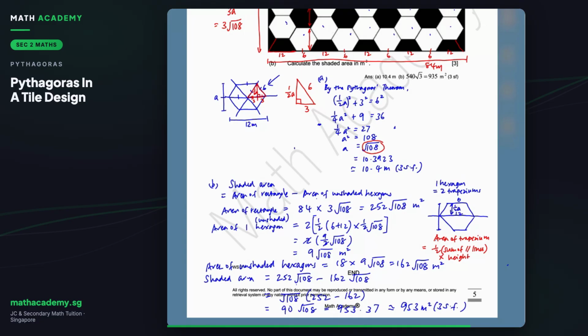Okay, and I would also like to show you how you can simplify this square root number here. Oh, sorry, it should be 935. Sorry, 935 instead.